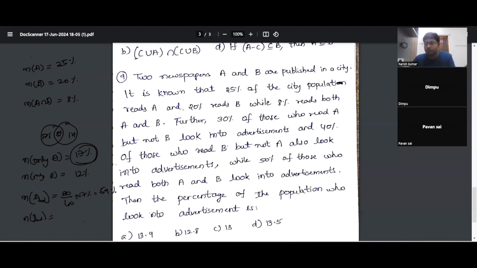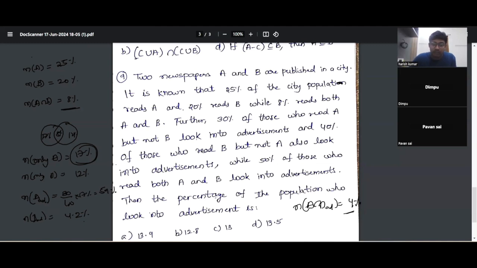40% of those who read B but not A, that is 40% of only B. 40% of 12 is how much? 4.8%. And 50% of those who read both A and B. How many read both? 8%. So 50% of them, which is 1/2 of 8, is 4%. Right? Now what do we have to find?